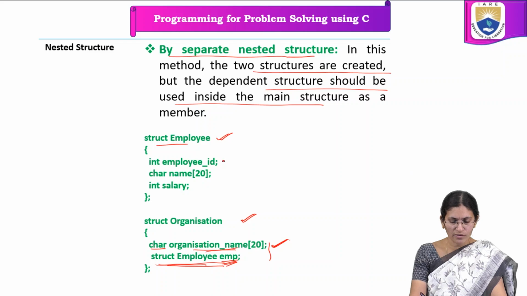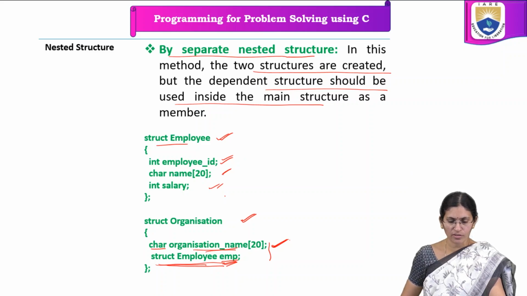Struct employee is defined here. It has three variables or three members: one is of integer type, next is char type, and the last one is integer type. In this way we can define a nested structure.